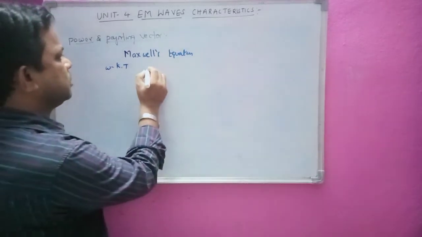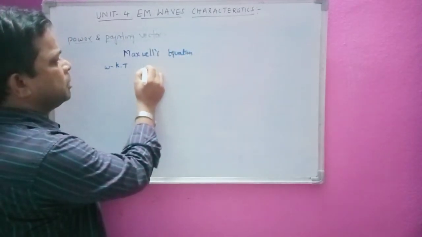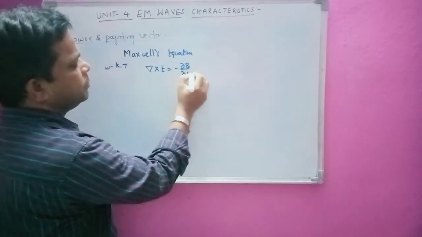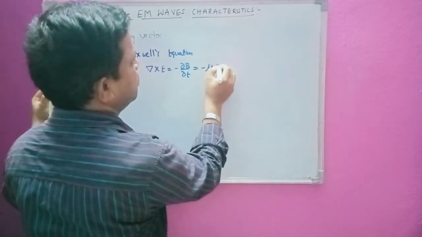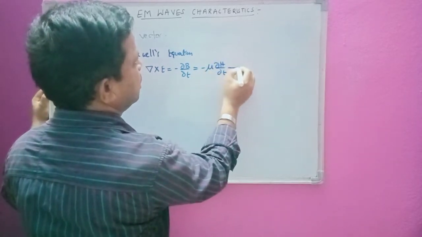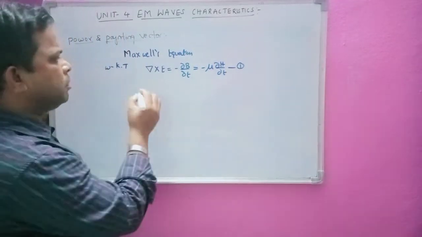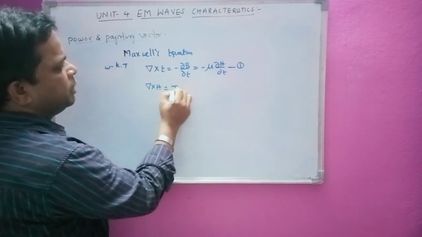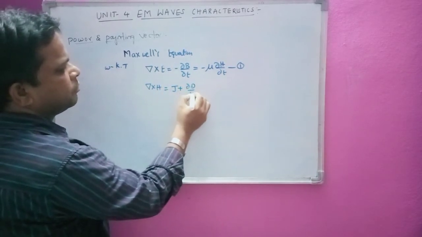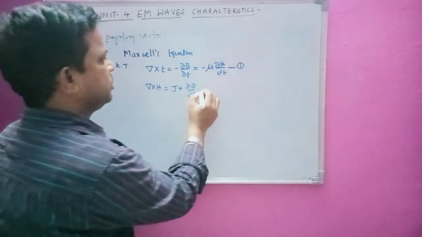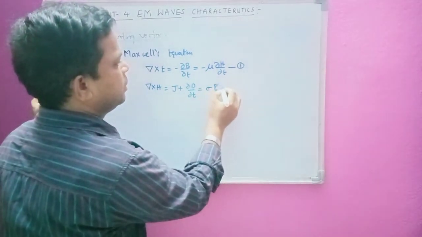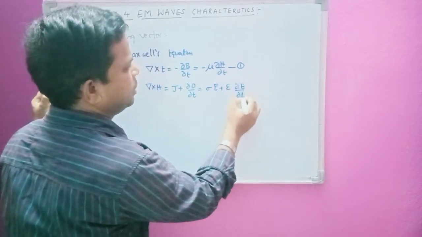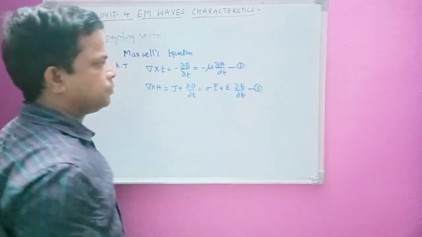What are those equations? Our curl equation, that is del cross E is equal to minus dou B by dou T, I will take it in this form, minus mu dou H by dou T. Let us take this as equation number 1. Now I will take another curl equation, del cross H is equal to J plus dou D by dou T. Now I will change this equation to sigma E plus epsilon dou E by dou T. I will take this as equation number 2.